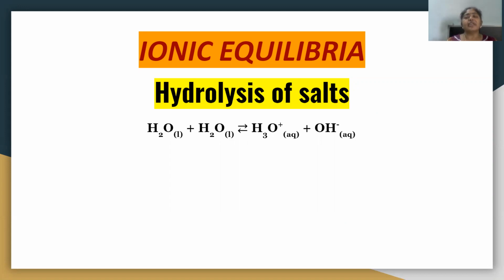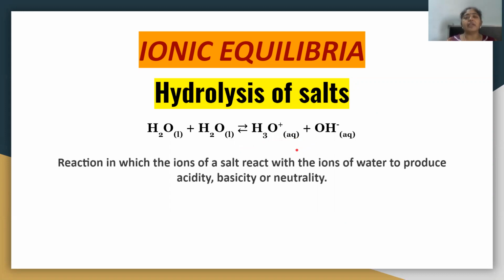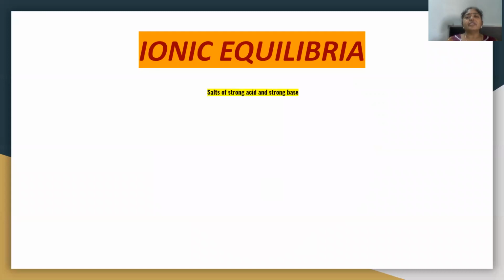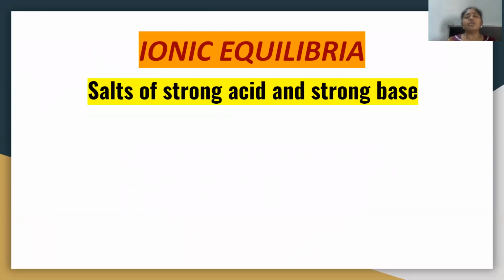So now these positive and negative ions of the salt will react with the positive and negative ions present in water. That is, they will react with the hydronium and the hydroxyl ions. And as a result of this reaction between the ions of a salt and the ions of the water, the solution may become either acidic, basic, or it remains neutral. So this reaction between the ions of a salt and the ions of the water to produce acidity, basicity, or neutrality is what is known as hydrolysis of the salts. So let us take the salts one by one and understand how the hydrolysis takes place.